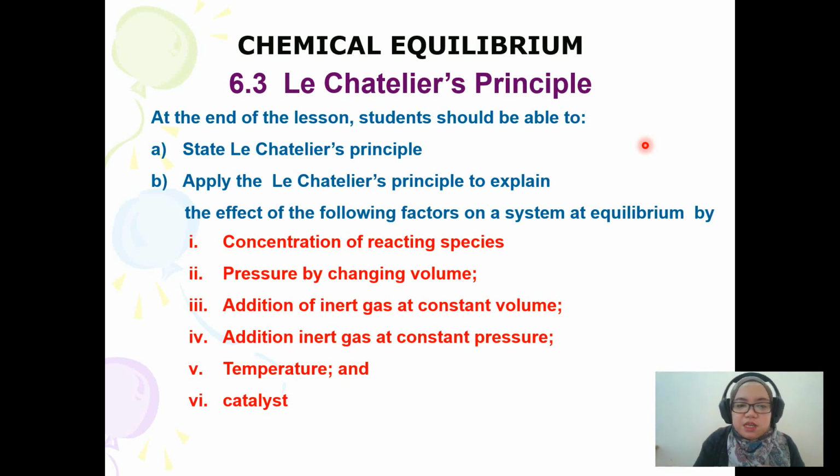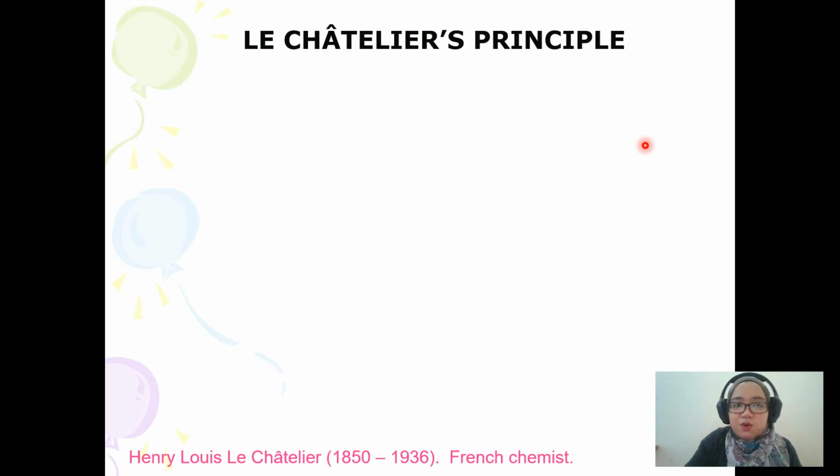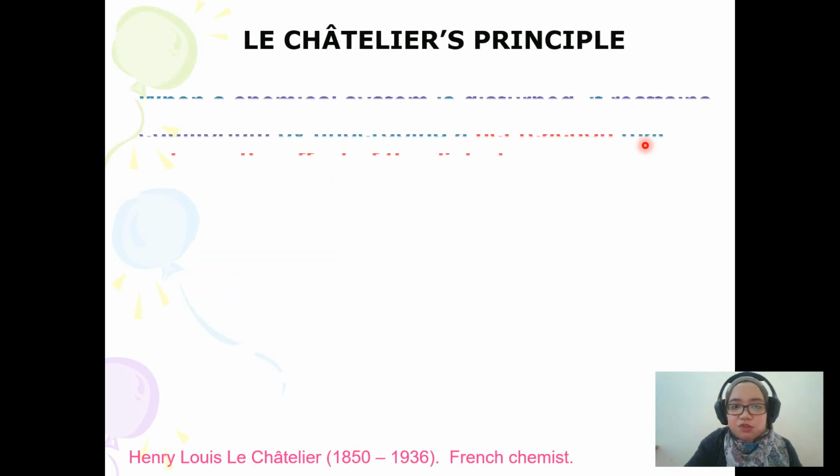The factors are: number 1, concentration of reacting species; number 2, pressure by changing volume; number 3, addition of inert gas at constant volume and constant pressure; number 4, temperature; and number 5, catalyst. So let's look at what is Le Chatelier's principle.